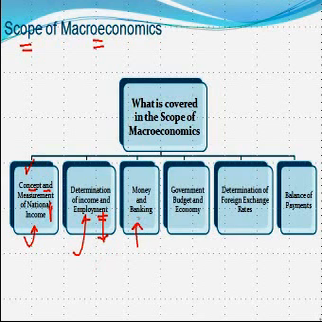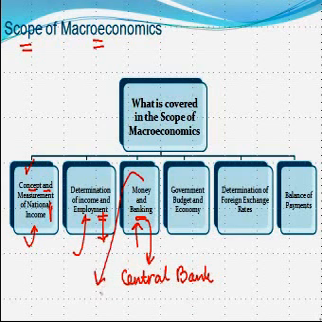Money and banking. What is the banking system of the country all about? There is normally a central bank in a country and there are various private and public banks. What is money? What is the form of money? Paper money, plastic money. What is the availability of money?